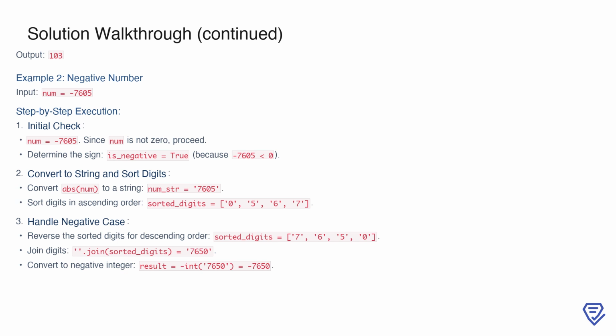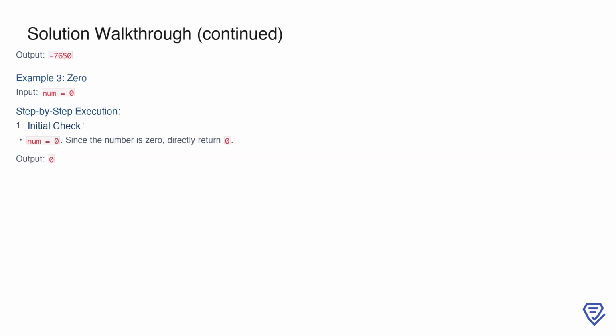Since the number is negative, we want the digits arranged in descending order to ensure the smallest value when negated. To do this, we reverse the sorted digits, giving us sorted_digits equals 7, 6, 5, 0. We then join these digits into the string 7650 and convert it to a negative integer. The result is -7650.